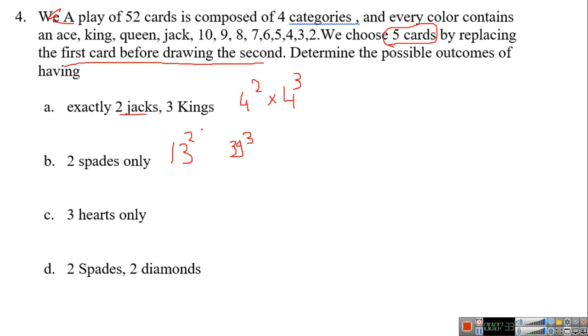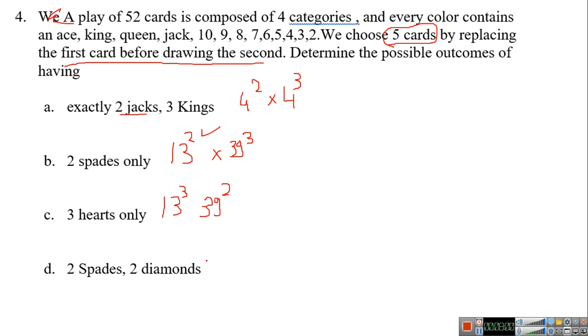So I have 2 spade times 39 power 3. The 3 are not spade. I want only 3 hearts. So how many hearts do I have? 13. And the other 2 can be anything except hearts. So remains 39: spade, diamond, and club. I have 2 cards remaining because I want to draw 5 cards.